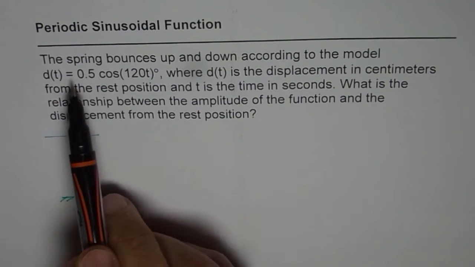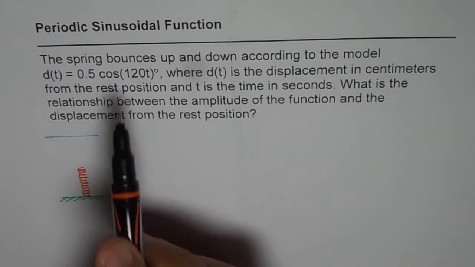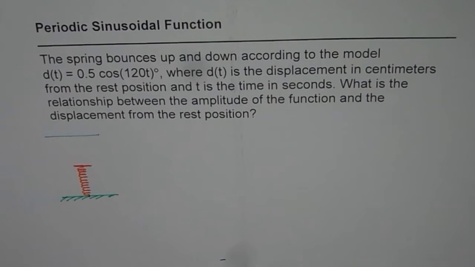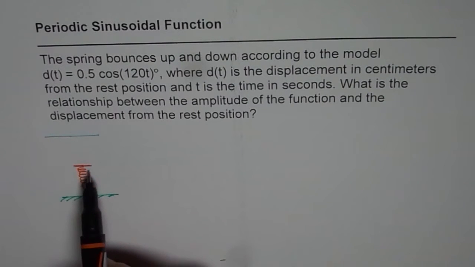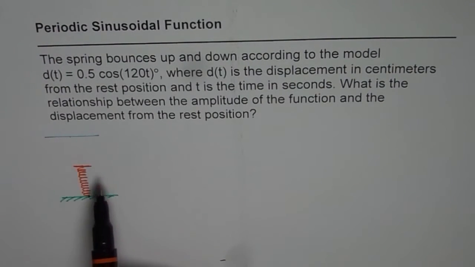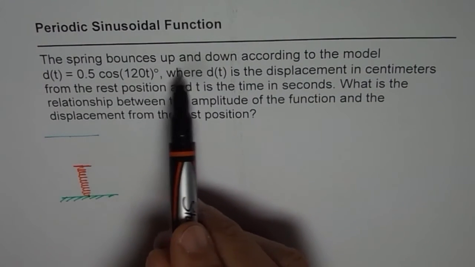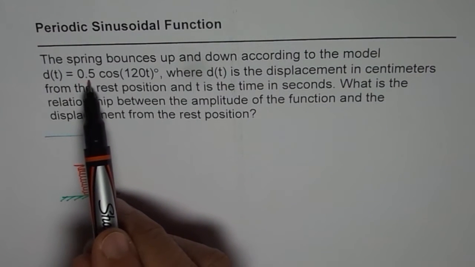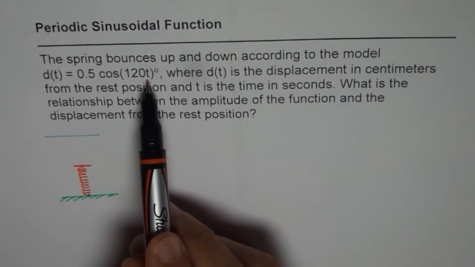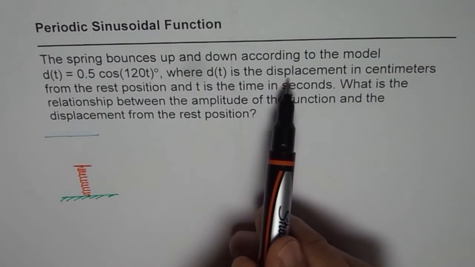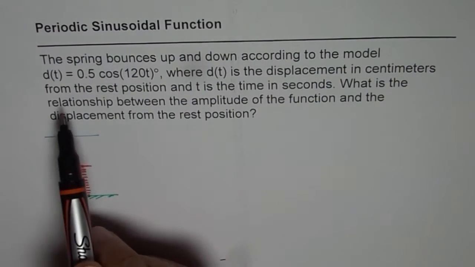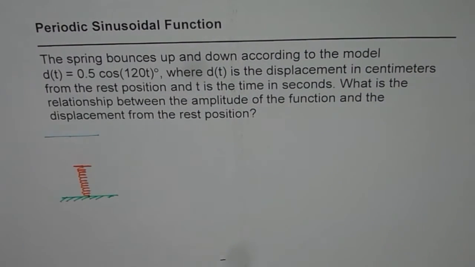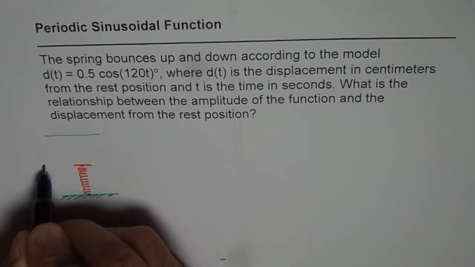So the spring bounces up and down according to this model. Let's attach something here so that we have some reference. Now that's the position of the spring, and the question is that the spring bounces up and down according to the model d of t equals 0.5 cos of 120t, where d of t is displacement in centimeters from the rest position and t is the time in seconds. So now let us assume this to be the rest position.